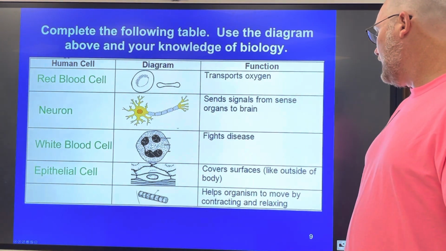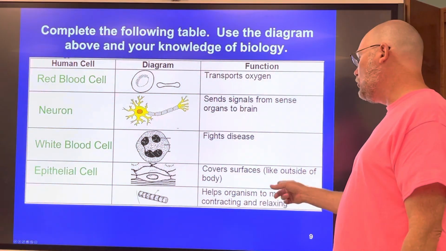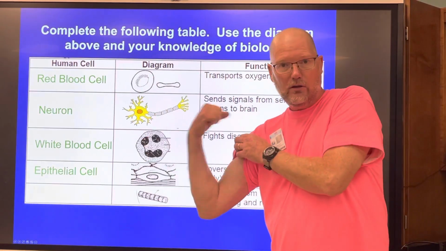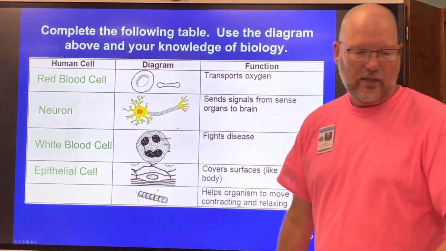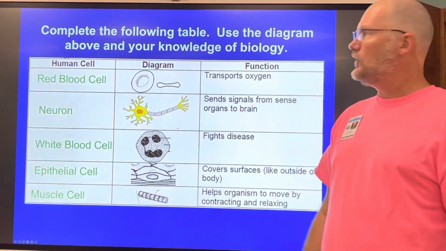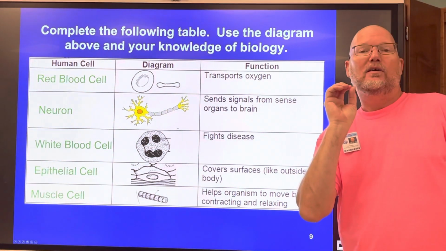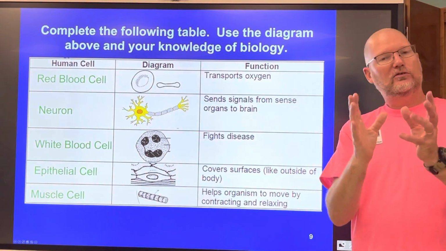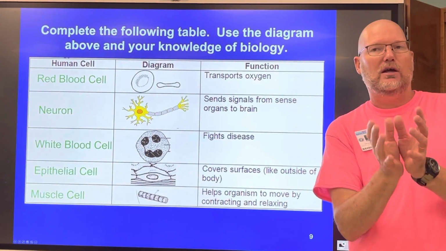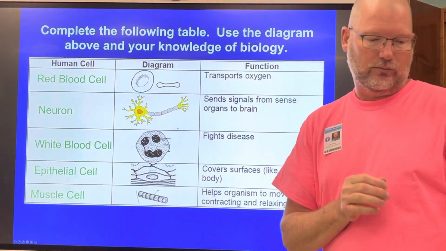And then finally, it helps the organism move by contracting and relaxing, okay, that would be your muscle cells. So these are just examples of cells that have that specificity, that specialized function in a multicellular organism, okay?